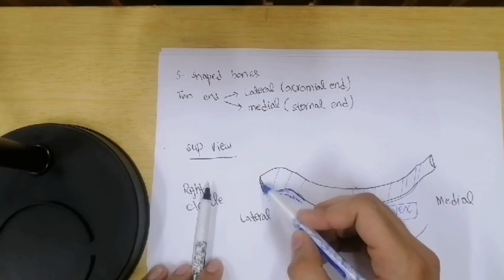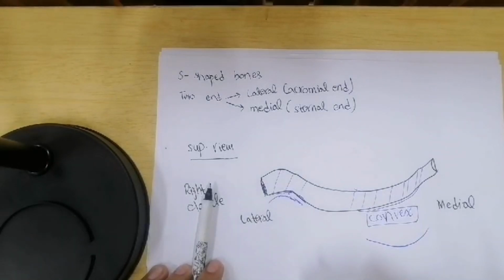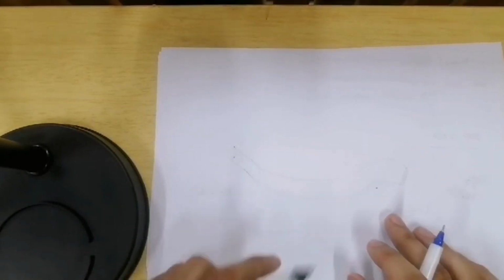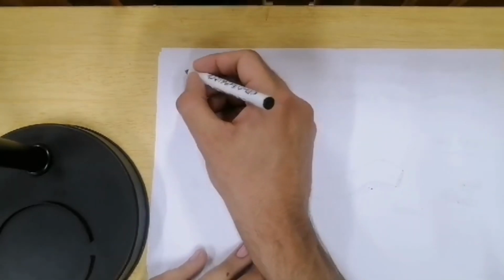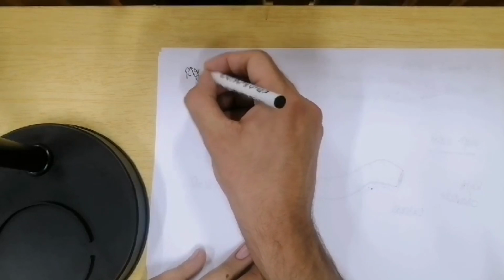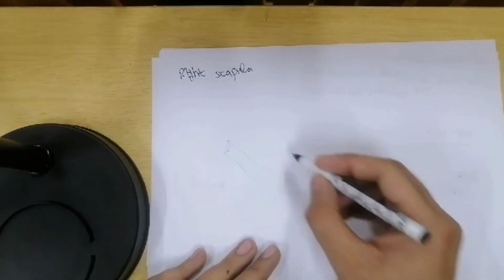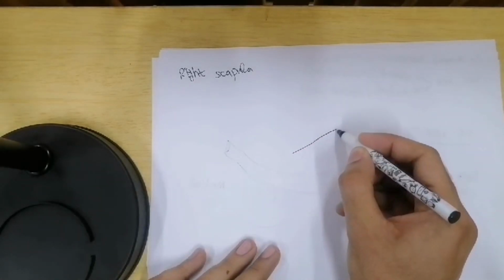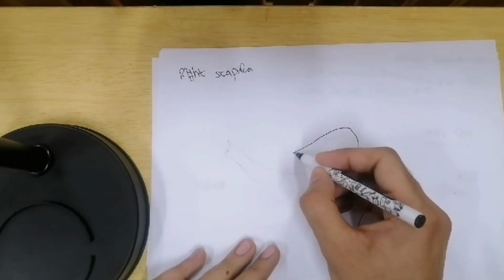Now this lateral part of the clavicle has an oval shaped facet for the articulation of the acromial process. Now let me draw the scapula, which is another bone of your upper limb. I'm going to draw the right scapula.